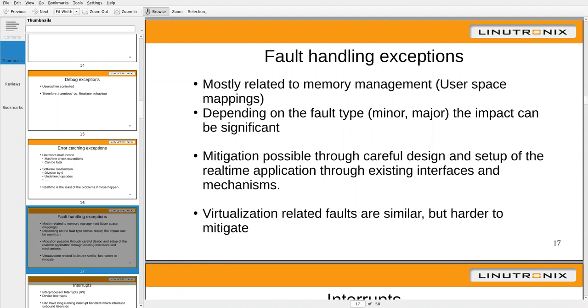The same applies for virtualization, but it's a little bit harder to mitigate. So there's more careful management of setup necessary than with regular user space applications.